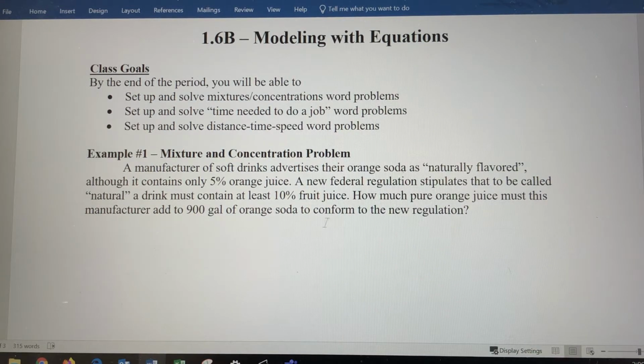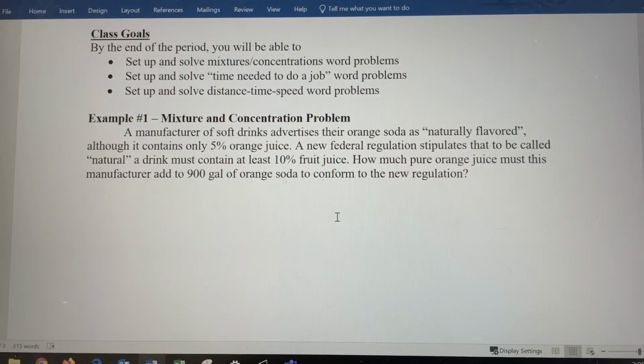So let's say this soft drink manufacturer has 900 gallons of the soda that they've created, and in order to meet this regulation, they need to go up to 10% fruit juice, okay? How much pure orange juice are they going to have to add to this 900 gallons to meet this regulation, okay? So this is what we call a mixture problem. We're going to mix different amounts of objects, and we're going to come up with a total mixture or concentration of this soft drink to meet the criteria, okay?